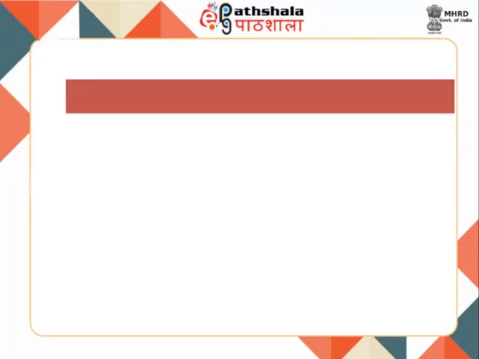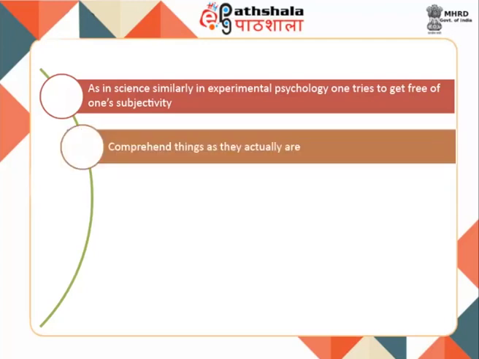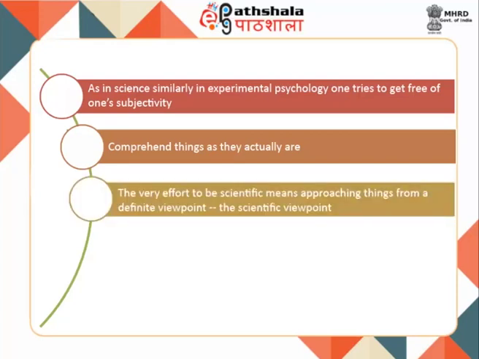If one has studied experimental psychology, this might seem like one more way of speaking about being objective. As in science, similarly in experimental psychology, one tries to get free of one's subjectivity and comprehend things as they actually are. Nonetheless, the phenomenologist would put forward that one can't get free of subjectivity completely, no matter how much they try. The very effort to be scientific means approaching things from a definite viewpoint, the scientific viewpoint.